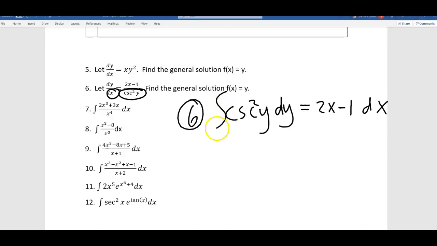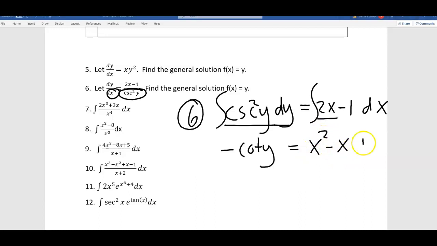The next thing we're going to do is integrate both sides. Okay, so the integral of this guy here ends up being negative cotangent of y. The integral of this guy is going to be x squared minus x plus c. And then after that, we want to get the y by itself. So the first thing I do is divide everything by negative 1 to get rid of the negative in front of the cotangent there.